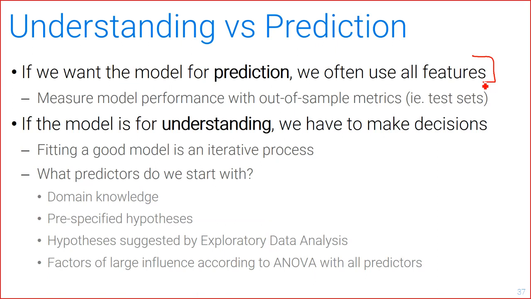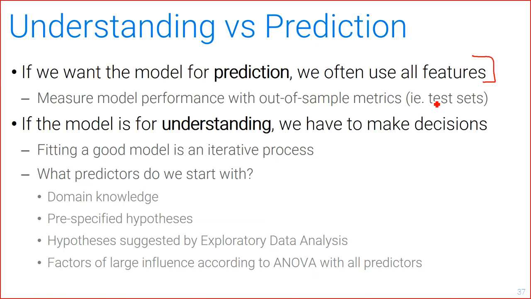And what we do is measure the model performance with out-of-sample metrics. So test sets, essentially, cross-validation, things like that. So we're interested in the predictive accuracy of the model, so we test the model on data that it didn't see during training. And it's just a matter of using as many features, as many transformations as you want, just to get the best accuracy in the prediction.